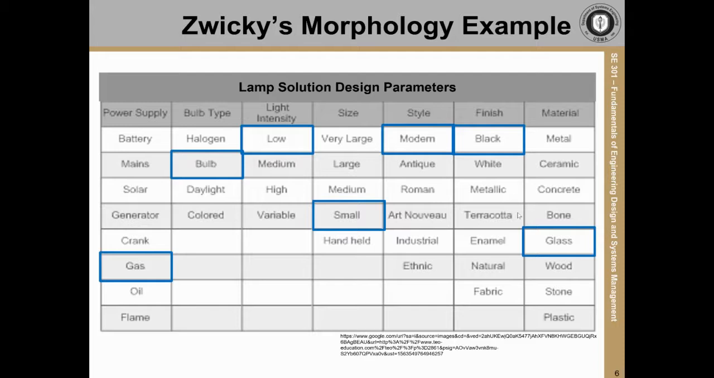Another alternative would be if you wanted some sort of old school 1800 style lamp, which is powered by gas. You have a standard bulb, low light intensity. It's fairly small because it's, again, supposed to be representative of the 1800s. A modern style, which actually modern lamps actually reflect older looking lamps as well. The black finish, and you're making it out of glass. So that's an option as well. So again, you're just picking one thing from each column as you go along, you piece it together, and that creates your design alternative.